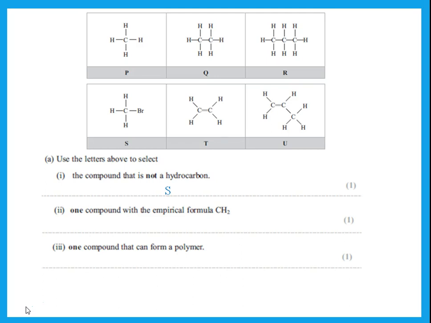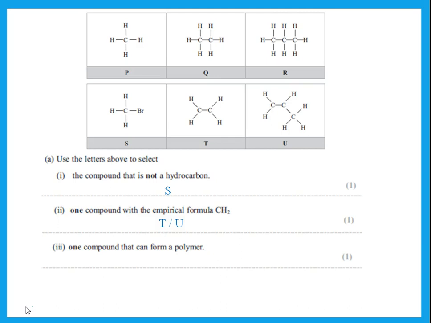One compound with the empirical formula CH2. Again, empirical formula CH2 means the number of hydrogens is twice the number of carbons. So basically, you're looking for an alkene or something in which the hydrogens are twice the carbons. So the alkenes in this case can be T or U.